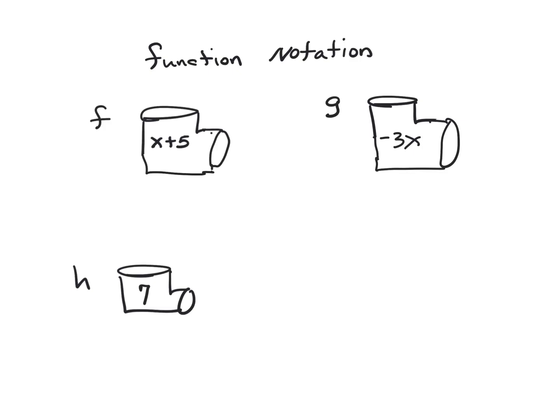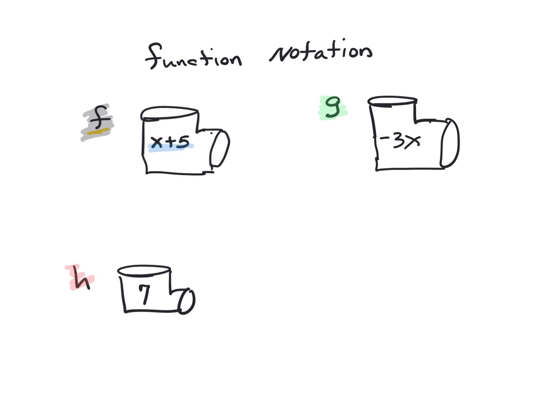Okay, hi everybody. Today we're going over function notation. So here you have some machines. We have the F machine. We have the G machine. We have the H machine. And these are the rules.